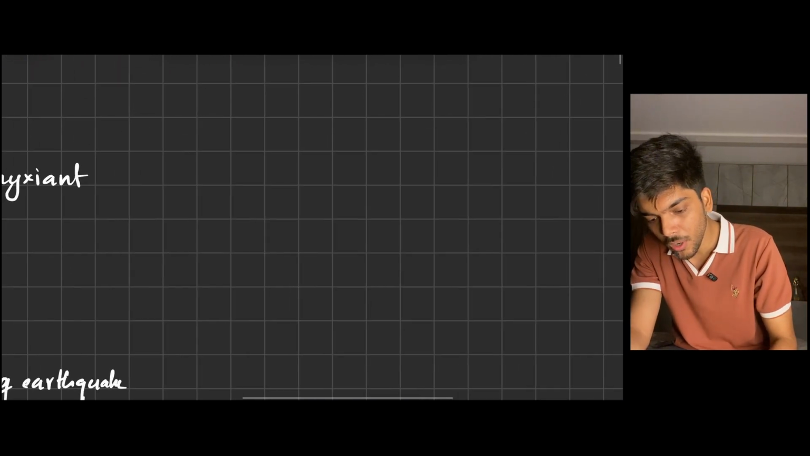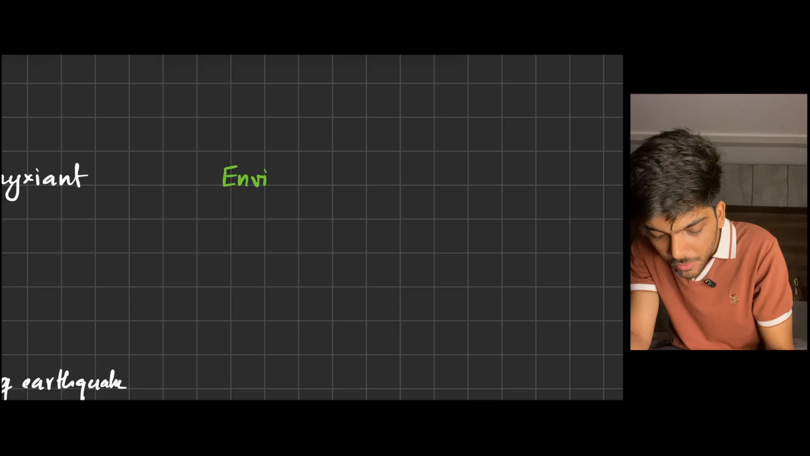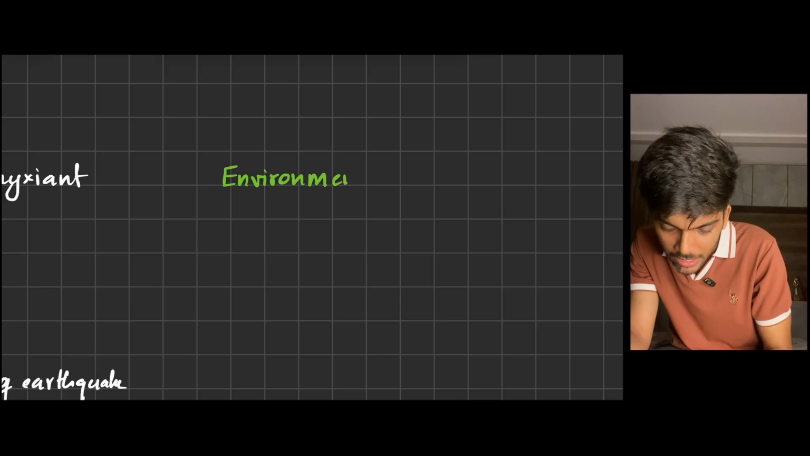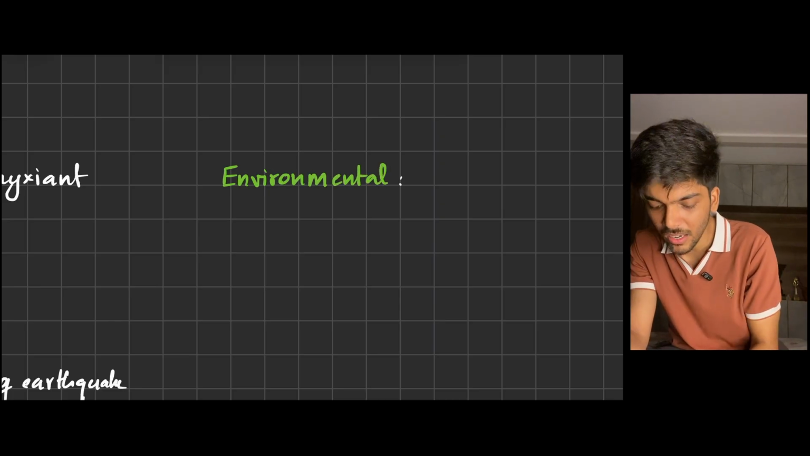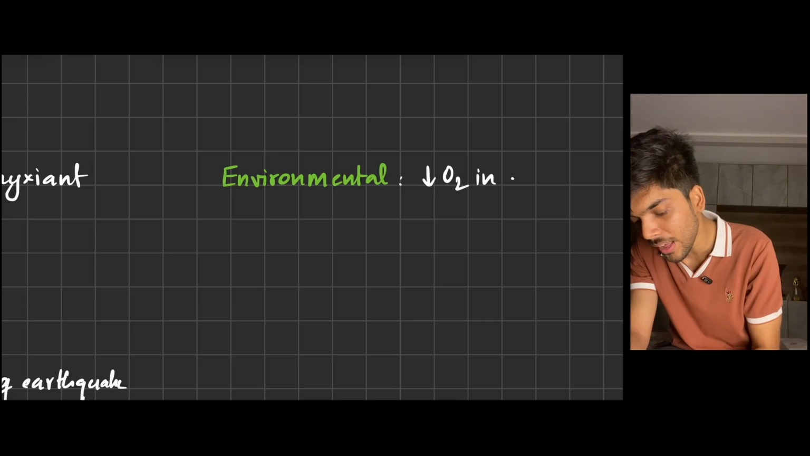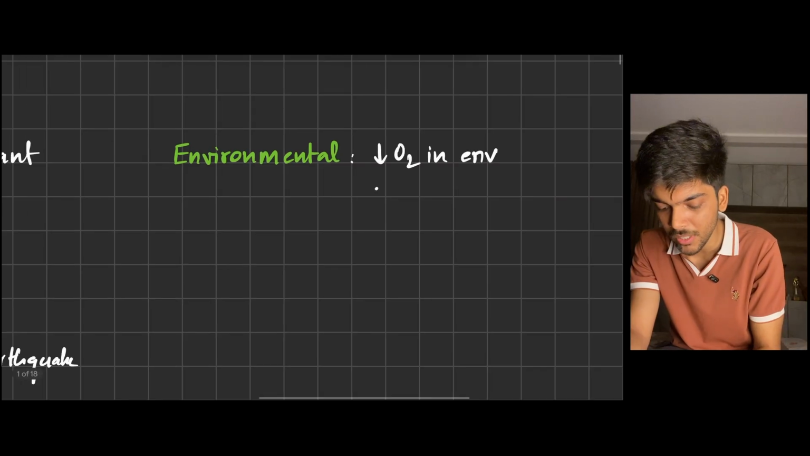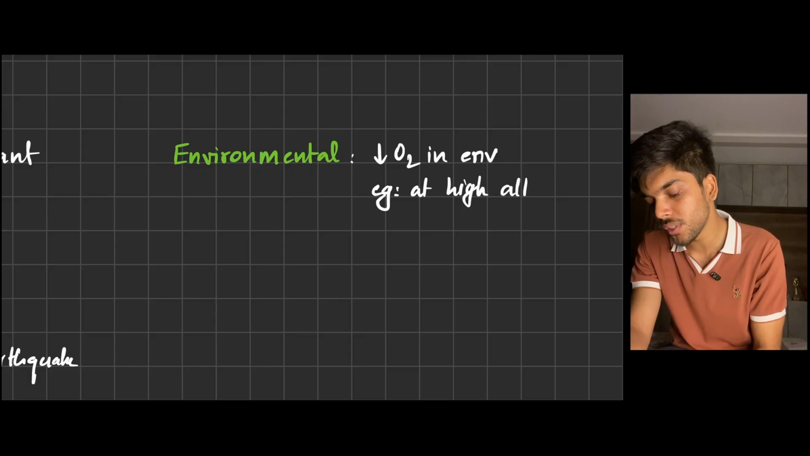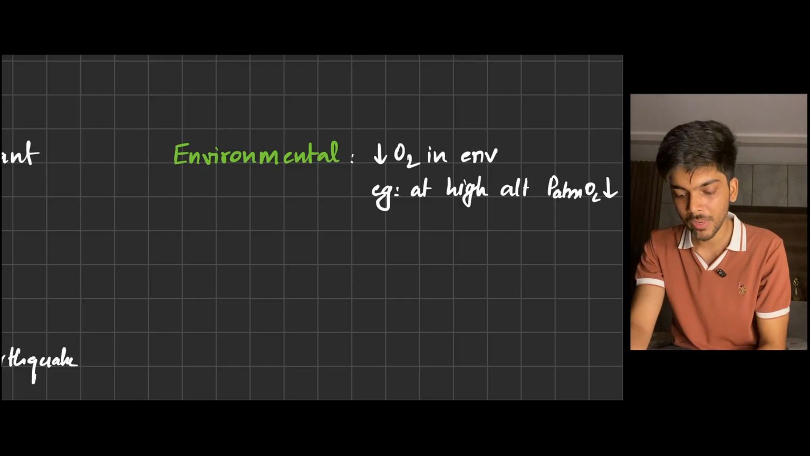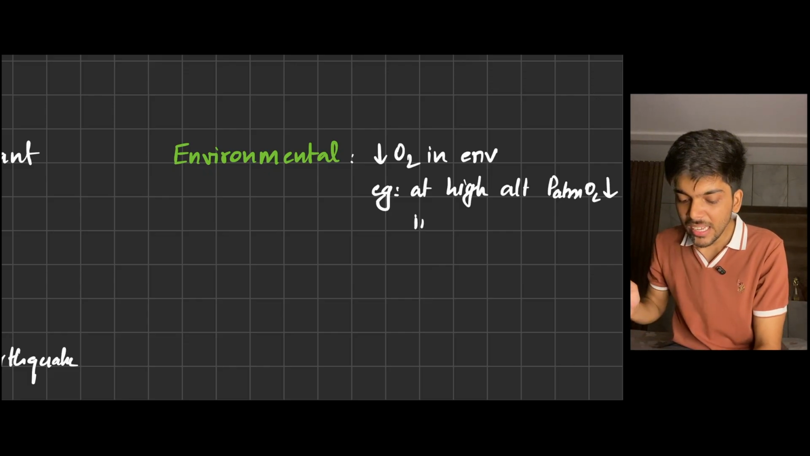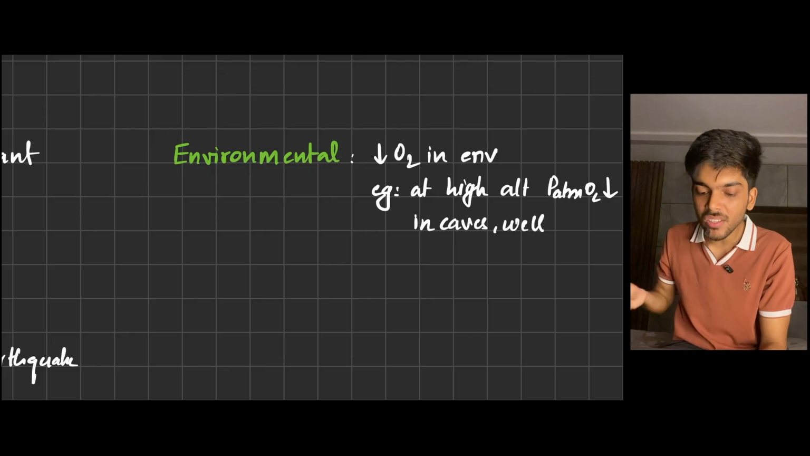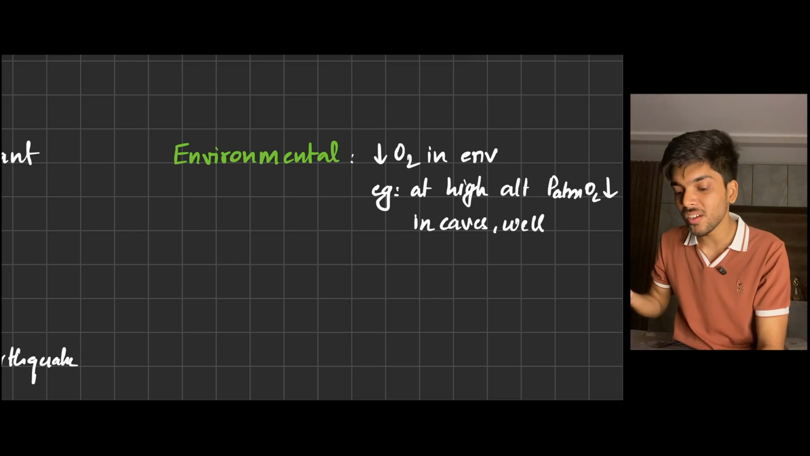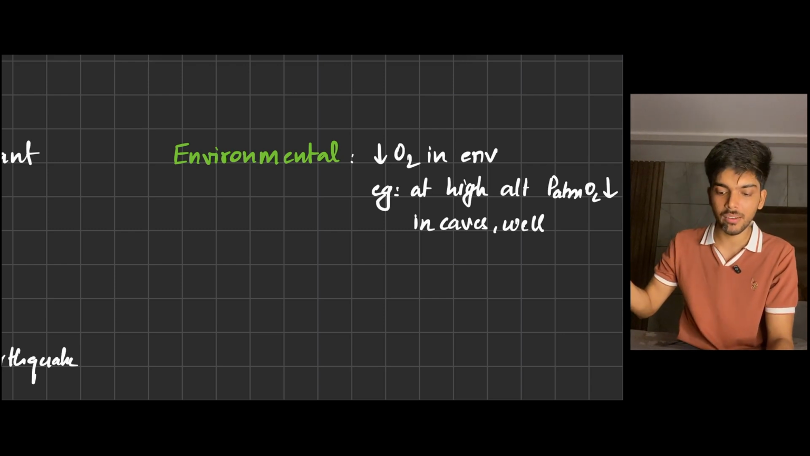Next is your environmental. Environmental asphyxia is as a result of reduced oxygen in environment itself, reduced availability of oxygen. For example, at high altitude, there is reduced atmospheric partial pressure of oxygen. Similarly, deep in caves or in well, there is more carbon dioxide and less oxygen. So your body receives less oxygen and has more carbon dioxide.